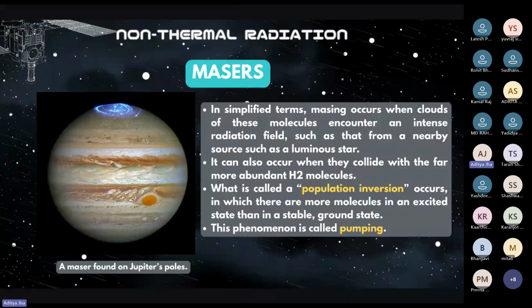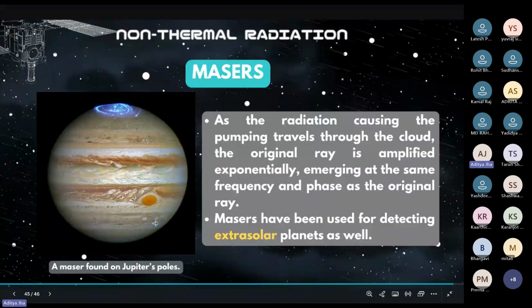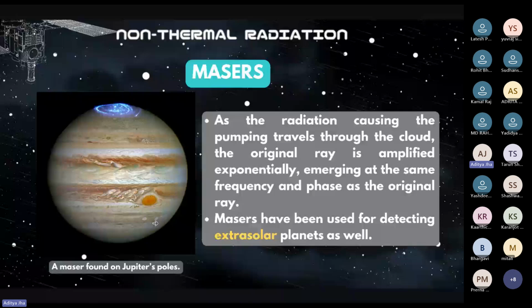And because there are way more molecules in an excited state, you will receive a lot more energy, a lot more radiation. So basically it's amplified. And this phenomenon is called pumping. And as the radiation causing this pumping travels through the cloud, the original ray is amplified exponentially, emerging at the same frequency and phase as the original ray, right?